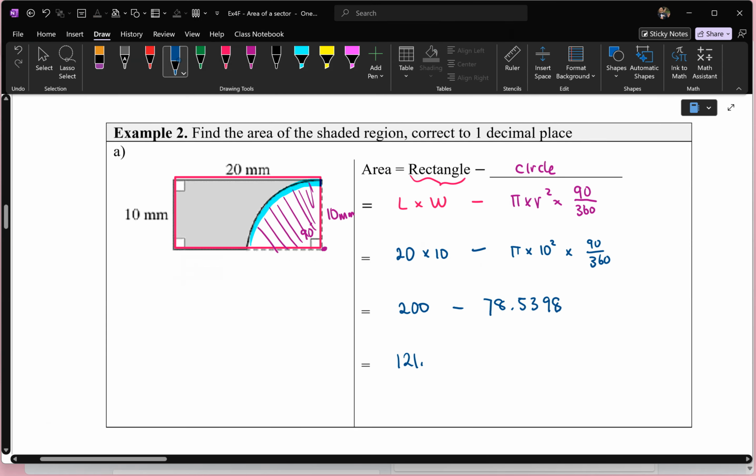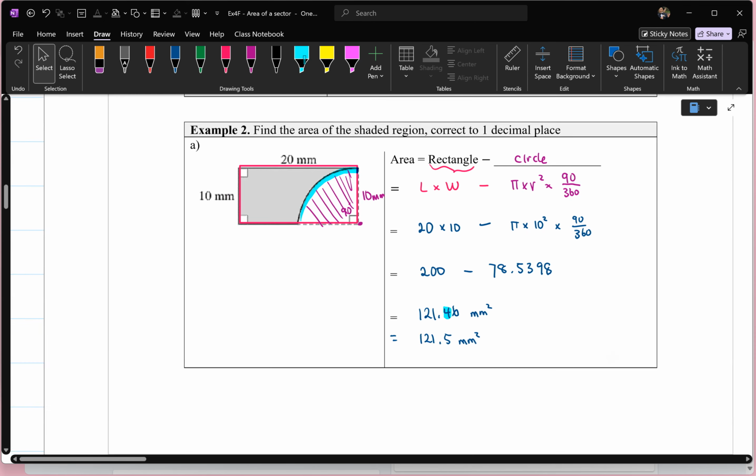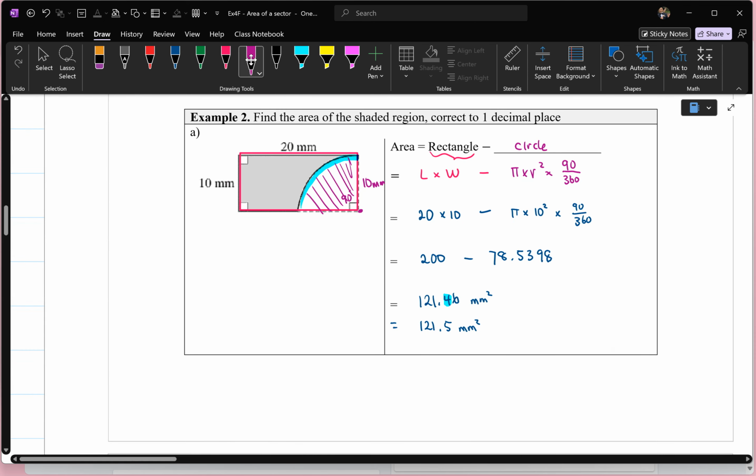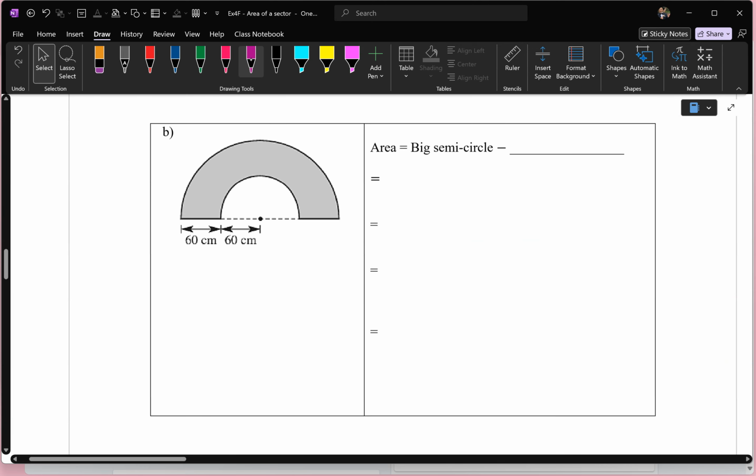It's 121.46, and rounding that to 1 decimal place, don't forget your units, it's squared millimeters, is 121.5. Because the 4 is 1 decimal place, but the next digit is 6. It's 5 or more, so you round the 4 up by 1. Okay, so you can see that I was problem solving, took the rectangle, total area minus the circle, or quarter of a circle. I should write here quarter of a circle. Quarter circle.